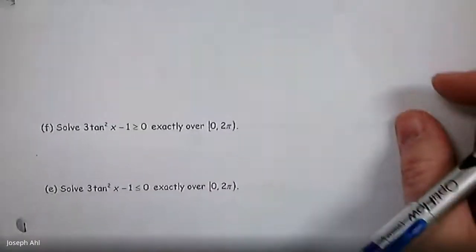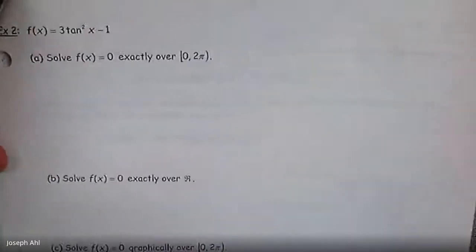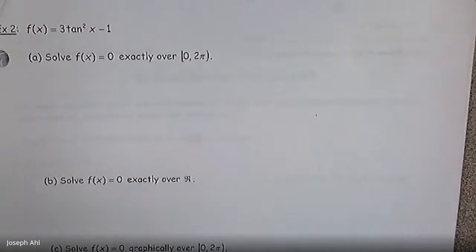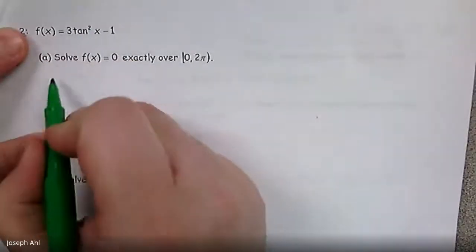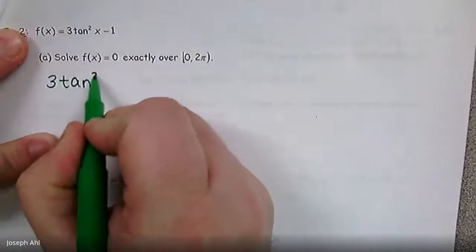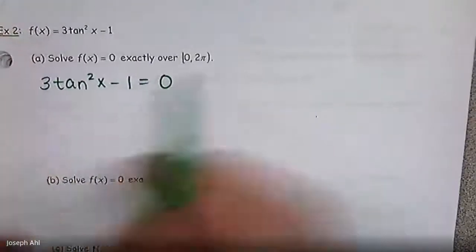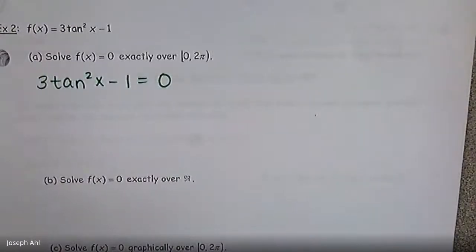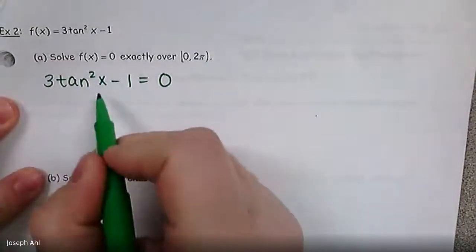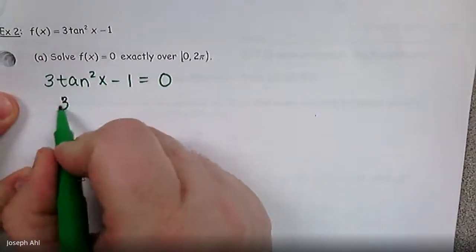All right, if you turn to number 7, same type of idea. I've given you a new function, 3 tan squared x minus 1, and we're going to solve when this is equal to 0 over 0 to 2 pi. All right, so to get started, take your equation up there, 3 tan squared x minus 1, set it to 0. And we're going to go ahead and get tan x alone. So I'm going to add the 1 to the other side.